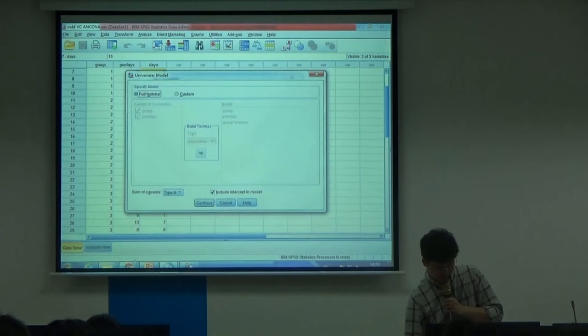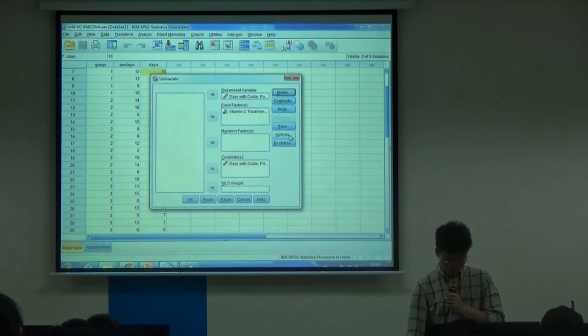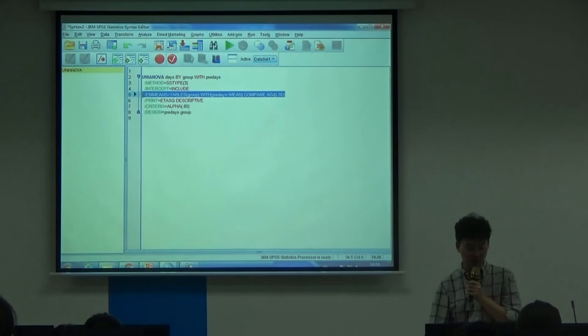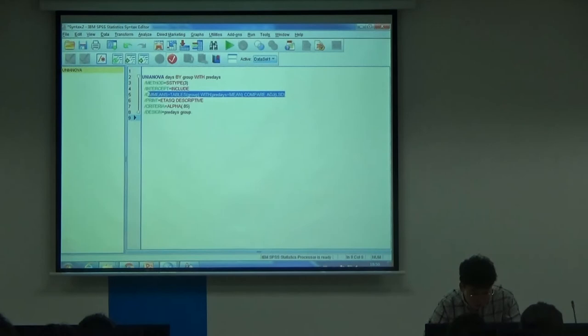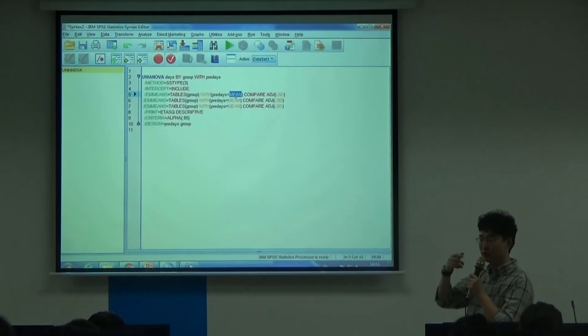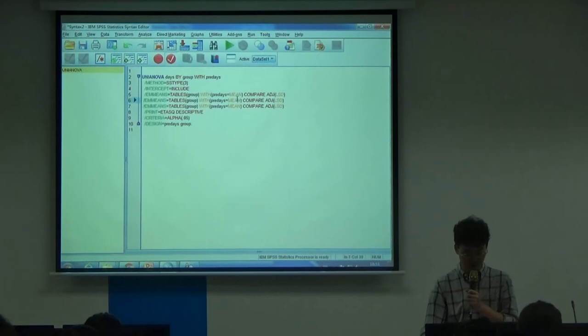Let's see. Really? Okay. No, interaction effect. I don't think you need to have the interaction effect. So here you need to have 3 lines of estimated means. This line is testing the results when the covariant is at its mean value, and then you need to have 2 more lines here. So for these 3 lines, you need the results for one standard deviation below the mean, at the mean, and one standard deviation above the mean. Okay, and we can compute them.